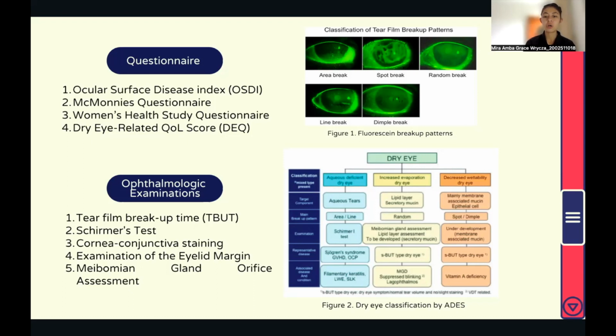On Figure 2, we can see the dry eye classification by ADES, which includes a different target component, breakup pattern, examination, representative disease, etc. for each classification. All of them can be observed in the diagram on the screen.